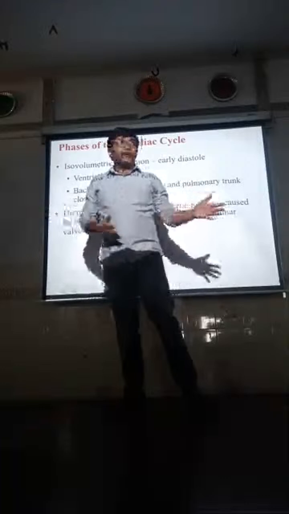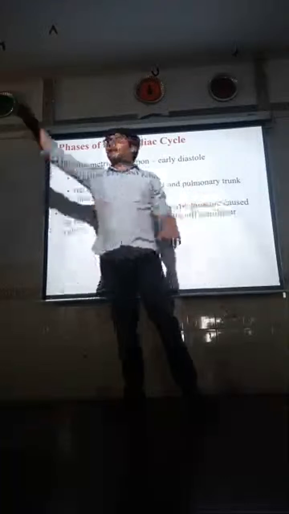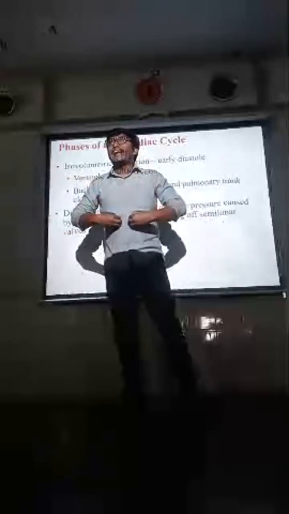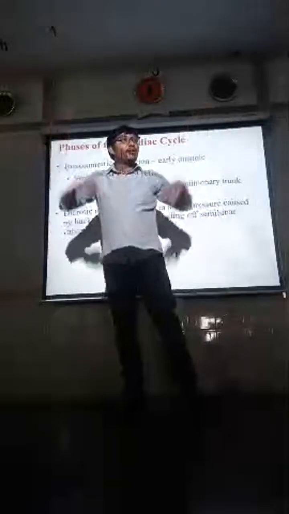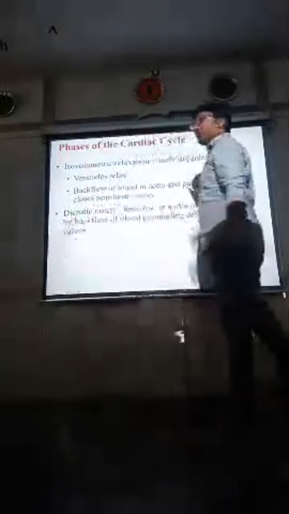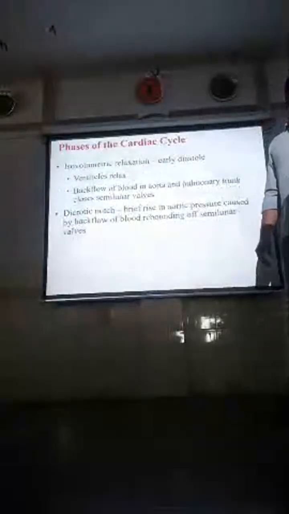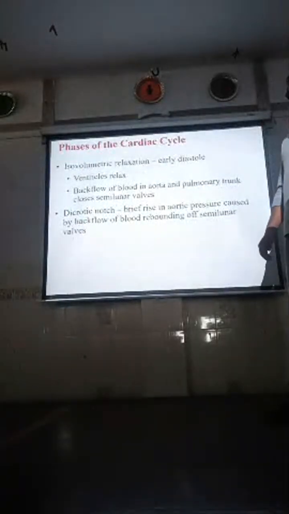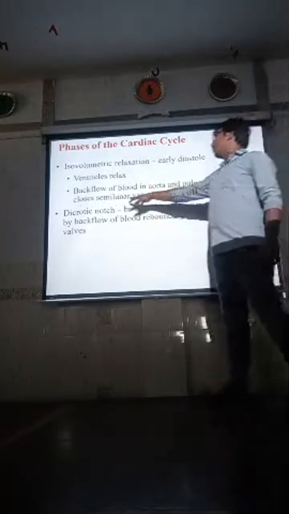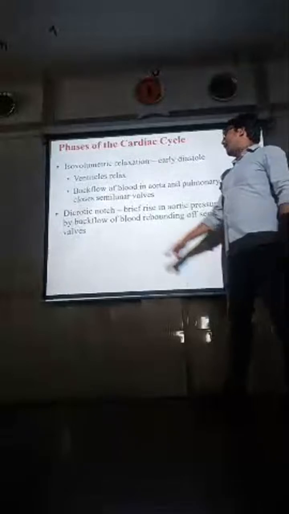If the semilunar valves were open, the blood would re-enter the ventricle. We are ejecting the blood out, and we want to receive blood from the atria. That is what this is saying. Do you get my point? The backflow of blood in the aorta and pulmonary trunk closes the semilunar valves.